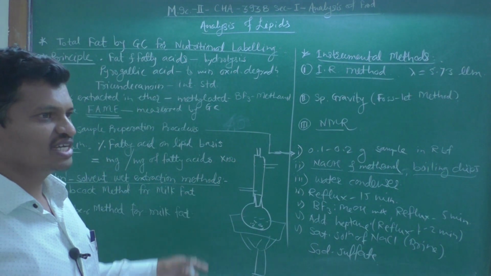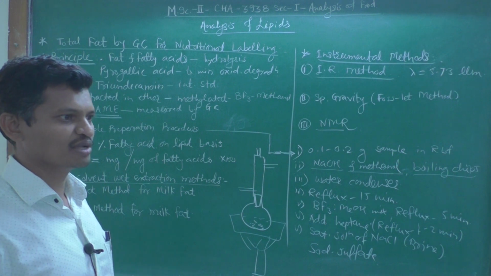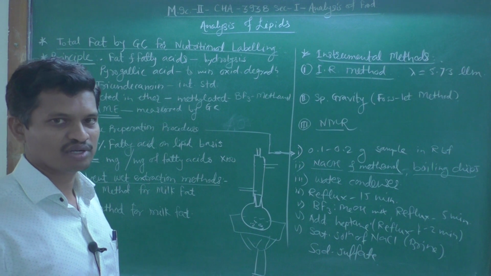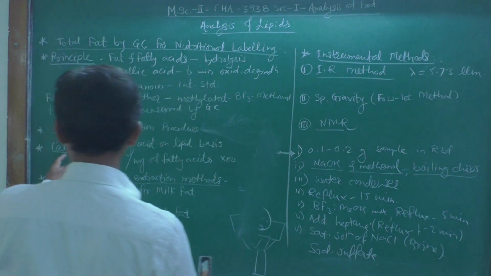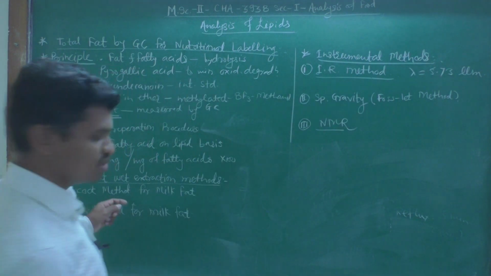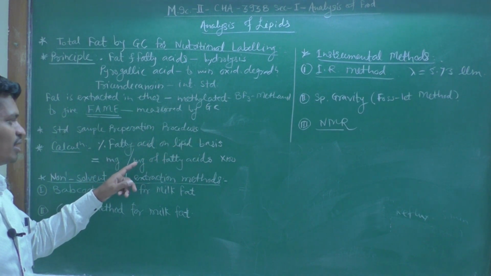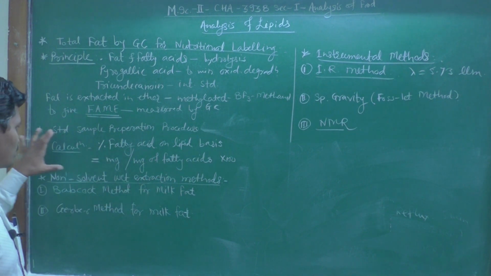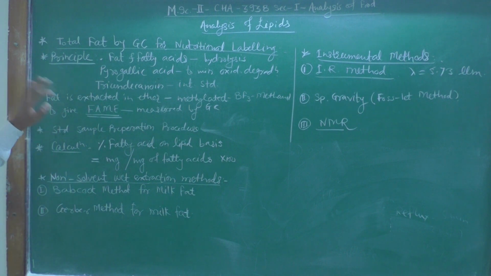Now, the GC conditions are not necessary to remember, such as how the GC parameters are used, what the column temperature is, how it changes, or which column we are using. Then the next point is the calculation part. How is the total fat content calculated? It is calculated by this formula: percent fatty acid on lipid basis is equal to milligram of fatty acids divided by milligram of lipids, multiplied by 100. By using this formula we can calculate the percent fatty acids. These are the methods we have seen, and they are called solvent wet extraction techniques.